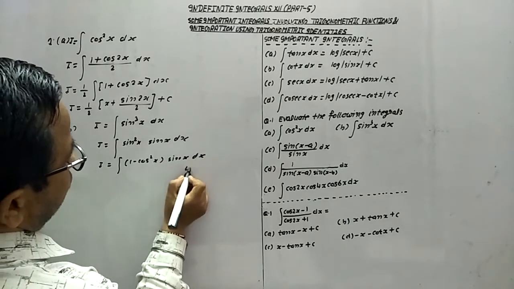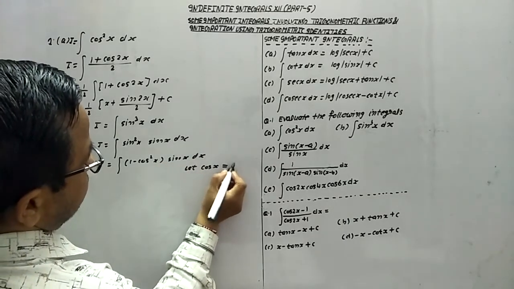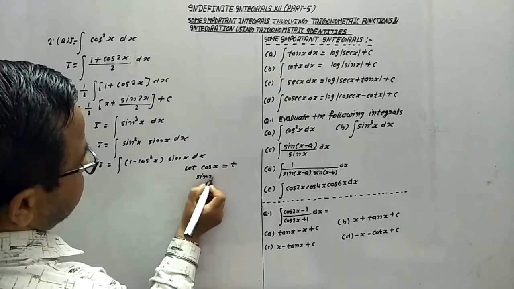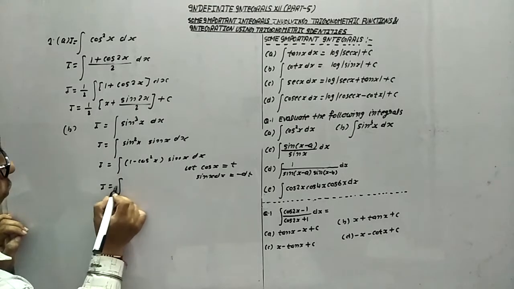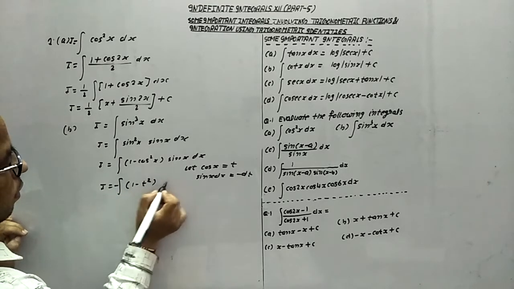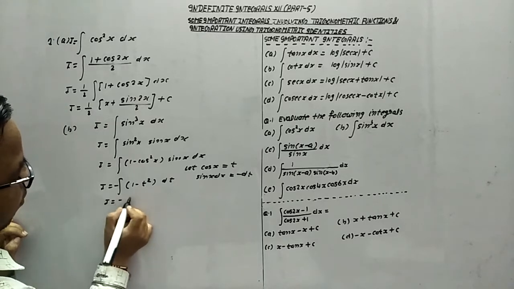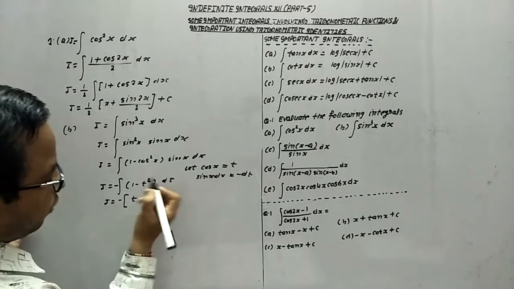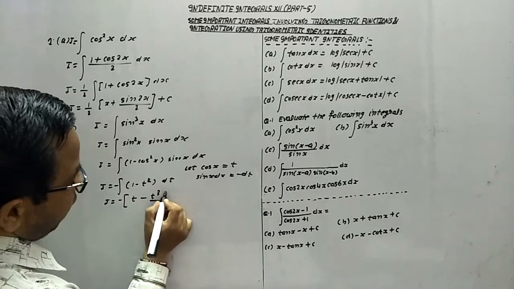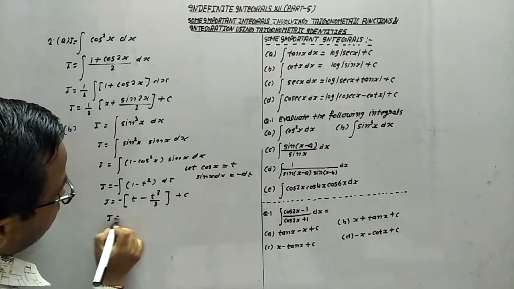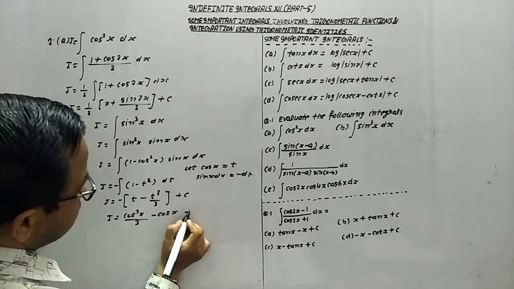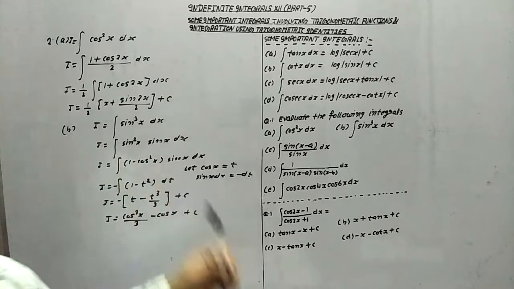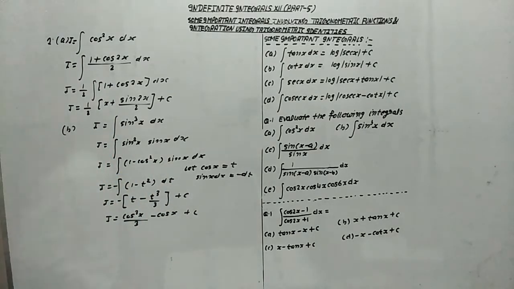Now we will let cos x equal t. It means minus sin x dx, so sin x dx is equal to minus dt. It means I is equal to integration of minus (1 minus t square) dt. Now do the integration: minus, what is the integration of 1? t. What is the integration of t square? t cube upon 3. Plus c. It means I is equal to cos cube x upon 3 minus cos x plus c, and this is the answer. And in this way we can do other questions also.